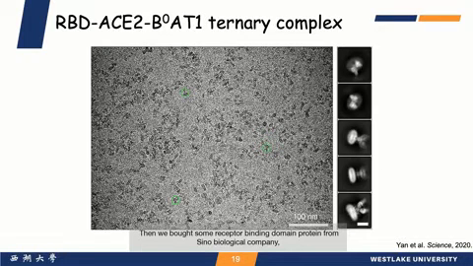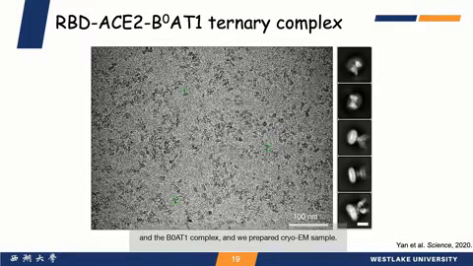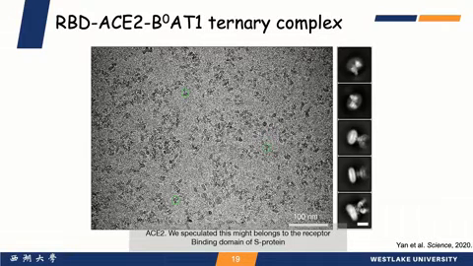Then we bought some receptor binding domain protein from a biological company and incubated the receptor binding domain of S protein with the ACE2 and beta-1 complex, and prepared the cryo-EM sample. After 2D classification, we found an extended density above ACE2. We speculated this density might belong to the receptor binding domain of S protein.